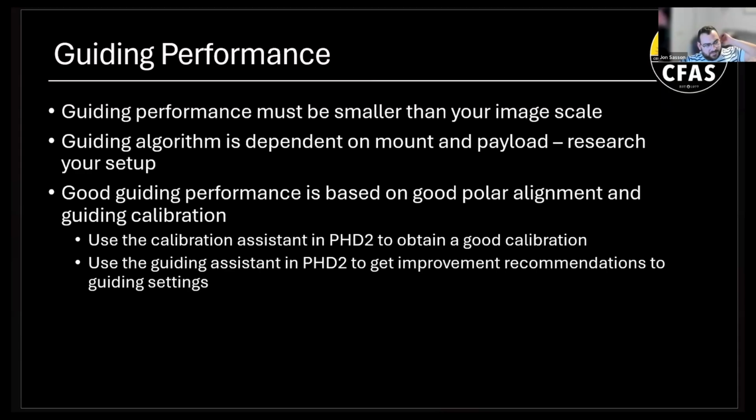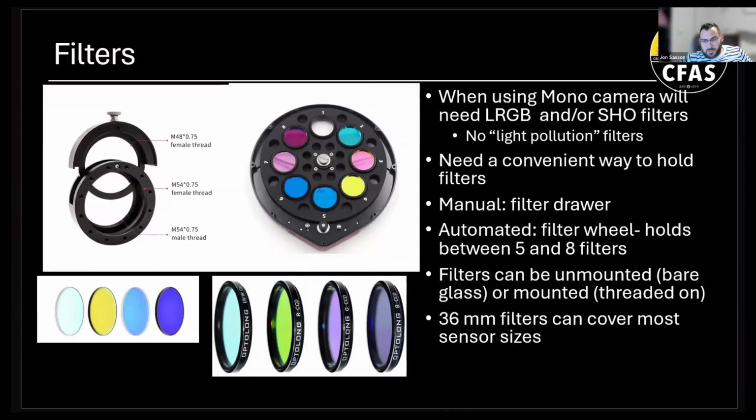All right, last thing I wanna touch on tonight, and kind of talked about earlier, is filters. So again, if you're using a mono camera, you will need some filters, right? Whether it's RGB, LRGB, or SHO filters, right? There's no such thing as light pollution filters when using a mono camera. Typically, those are referred to as the narrowband filters, which are already here.